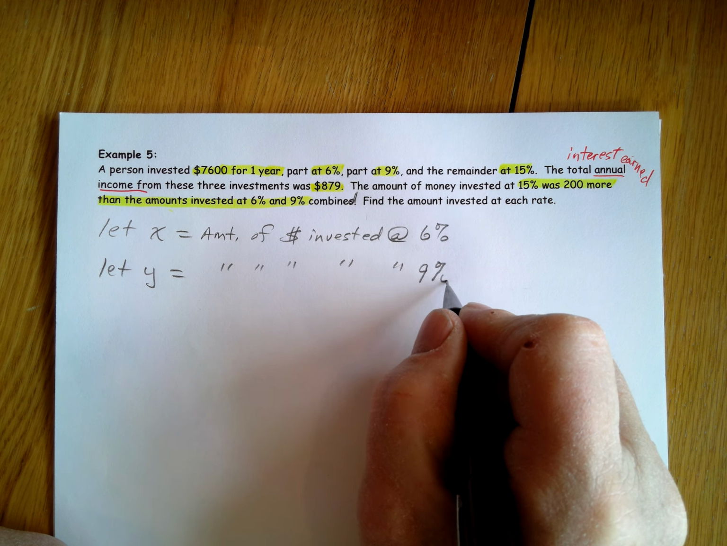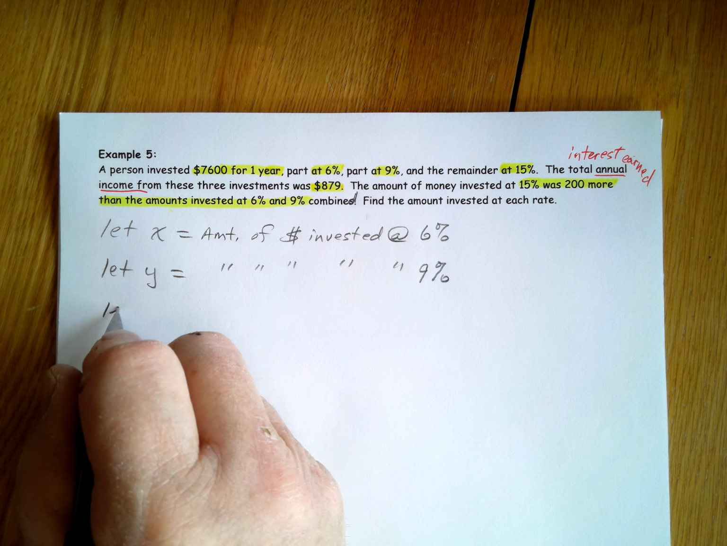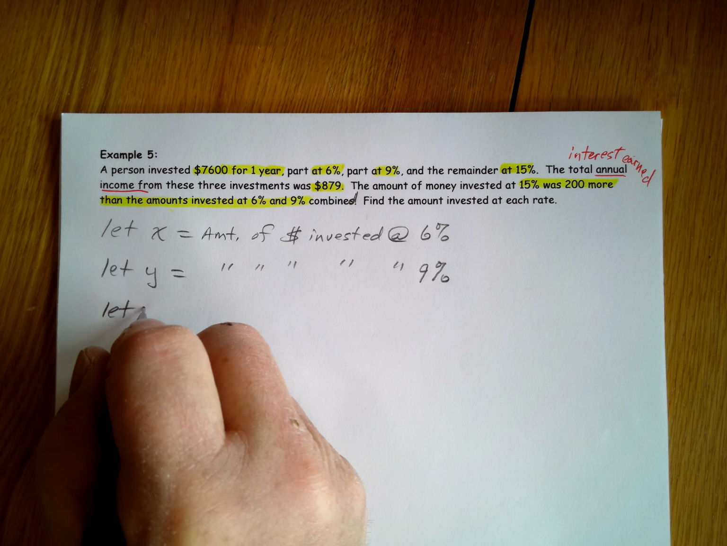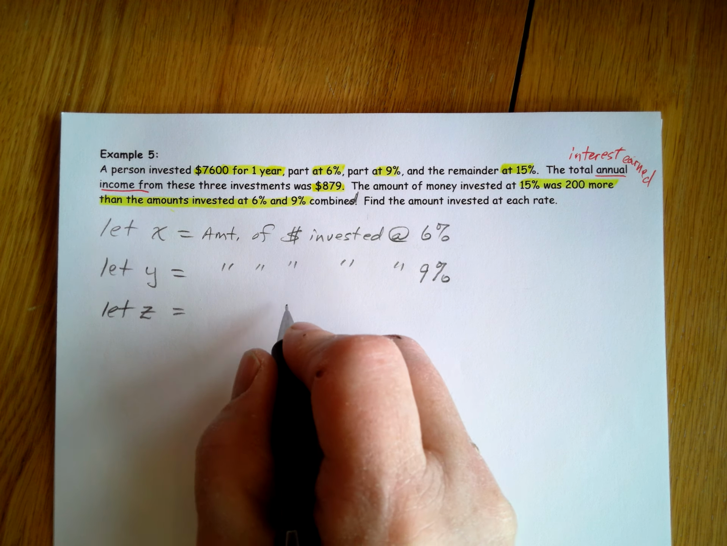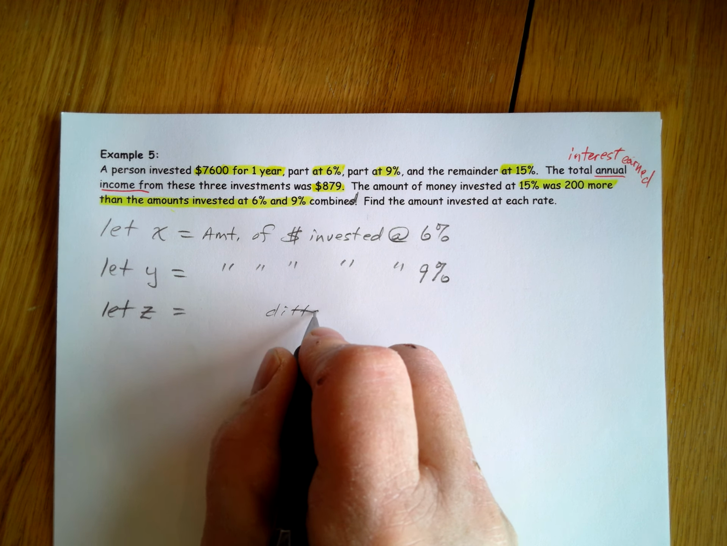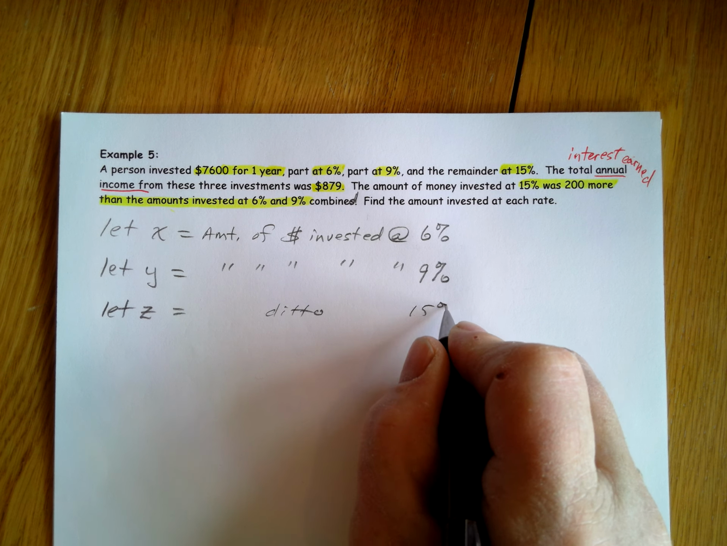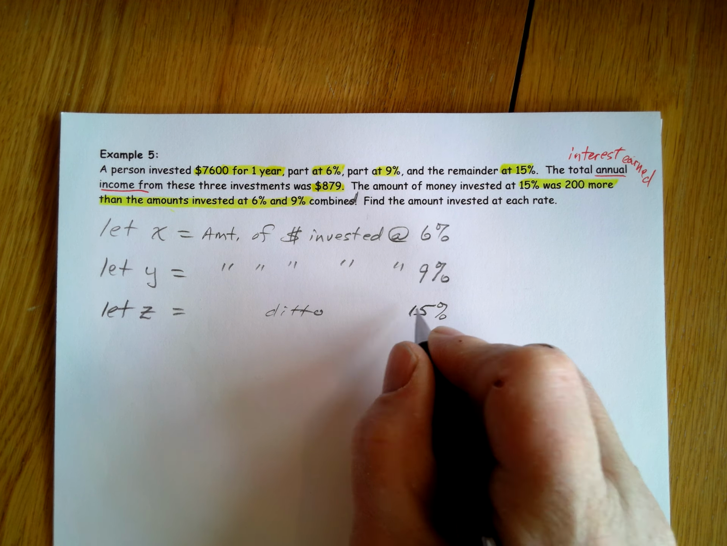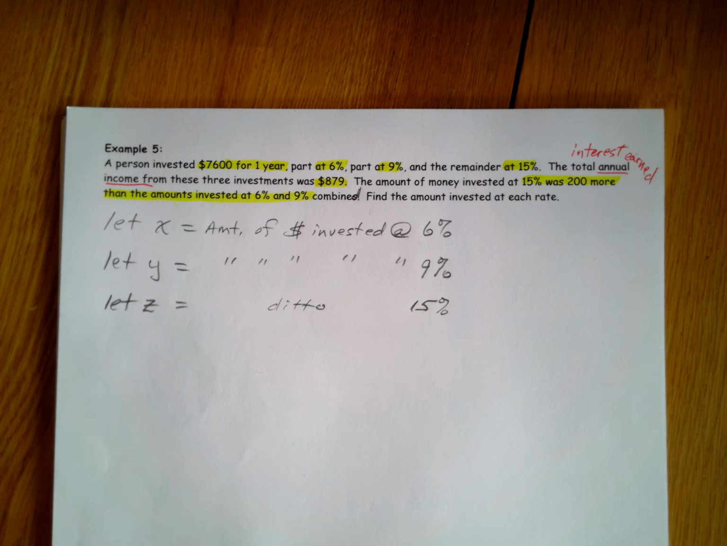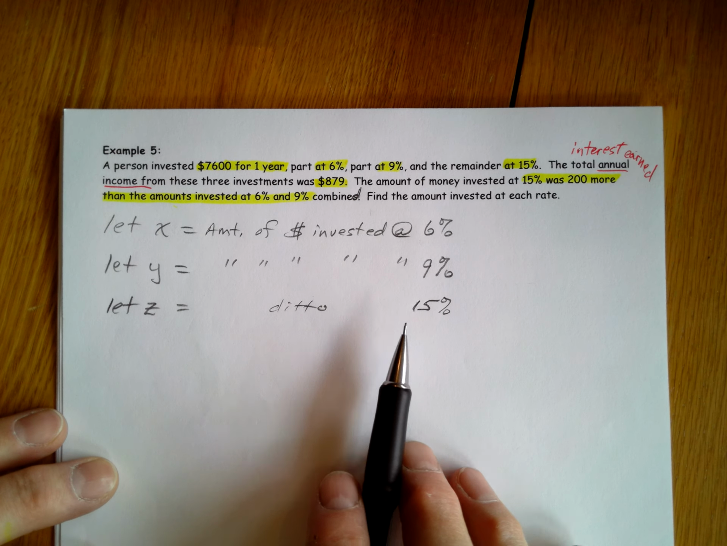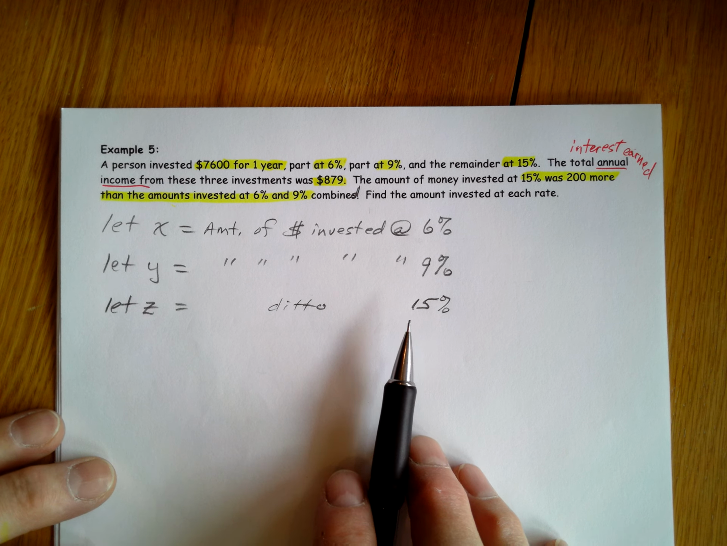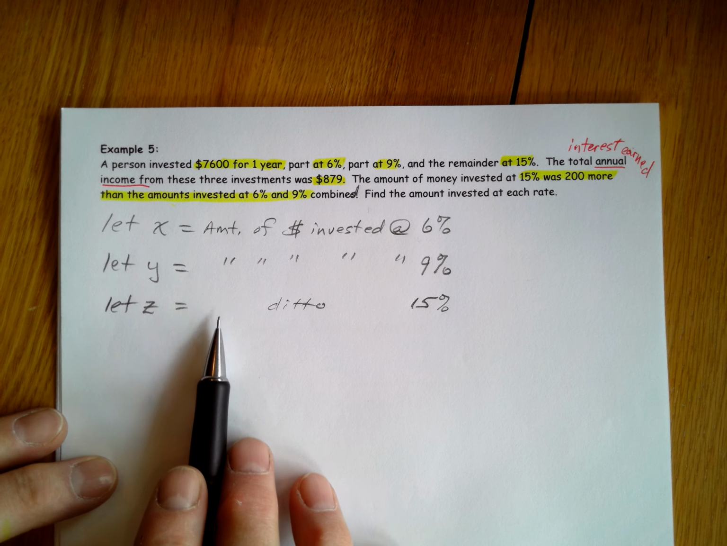I'm not trying to make you write all that stuff out, but you need to know how to say the first one, and then I don't care. Ditto, 15%, okay? All right, now, we have our three amounts clearly defined. It's the amount, the amount, the amount. We want to know how much is in each account.